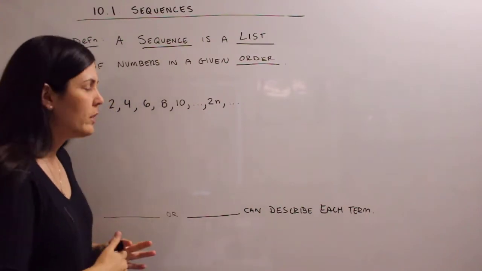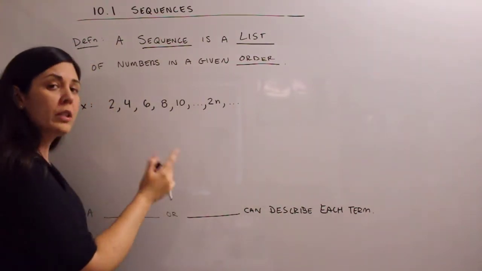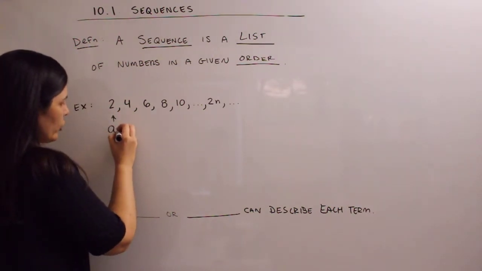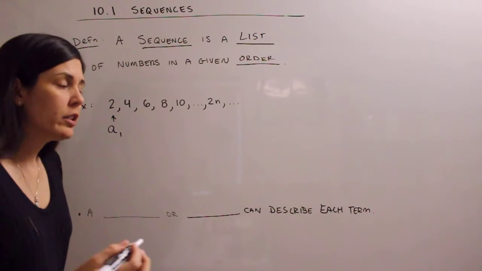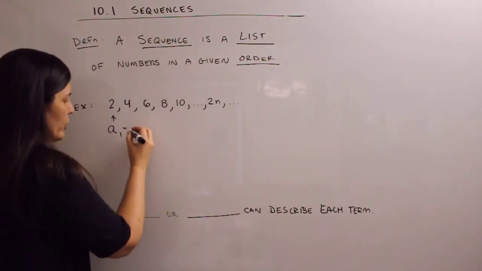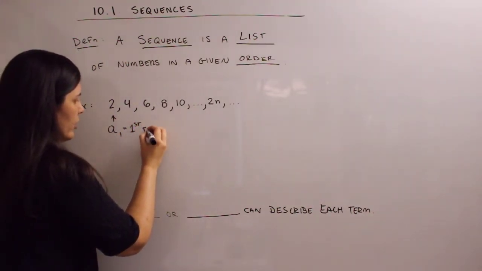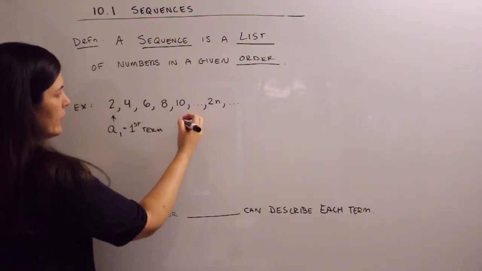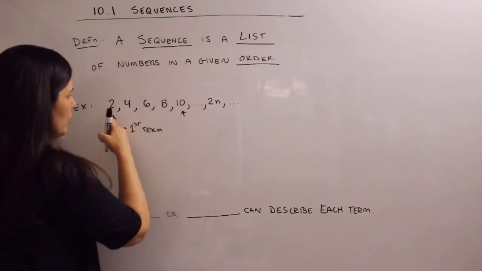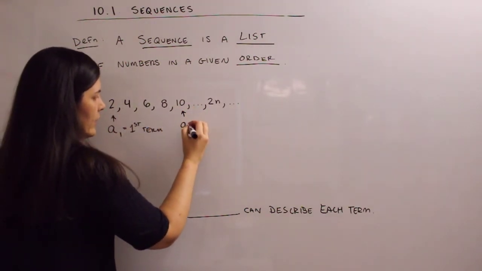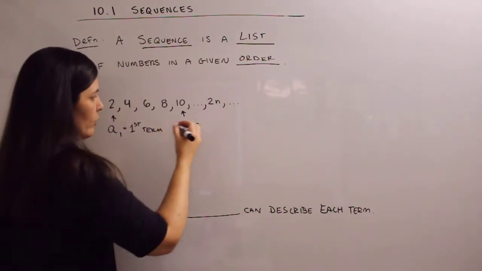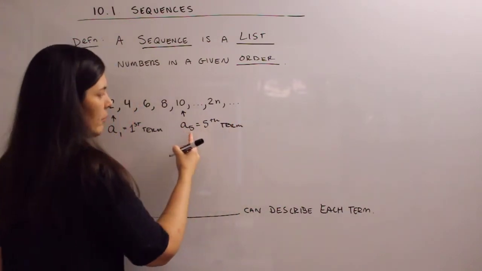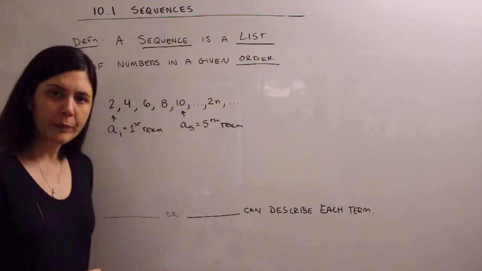Okay, so infinite sequence. So let me give you some information about the notation you're going to see. The first term, 2 in this case, is described as a sub 1, excuse me. And so the subscript tells you which term number. So this is saying this is the first term in the list. If I pick another term, let's go with 10. If you count where you're at in the list, 1, 2, 3, 4, 5, this is a sub 5. So 10 is the fifth term in the list. And you can say a sub 5 equals 10.